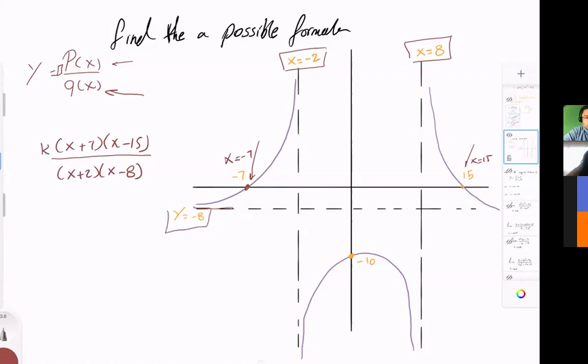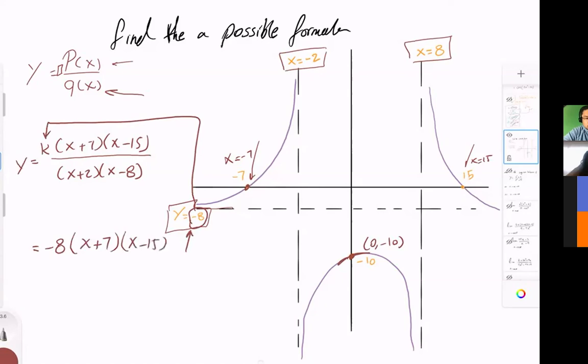If I don't give you the horizontal asymptote, then you need to pick a point. This point is (0, -10). You plug 0 for x and -10 for y to solve for k. But because I gave you the horizontal asymptote, all you need to do is plug it in, that's going to be your k. So the final answer will be -8 times x plus 7, x minus 15, divided by x plus 2, x minus 8.